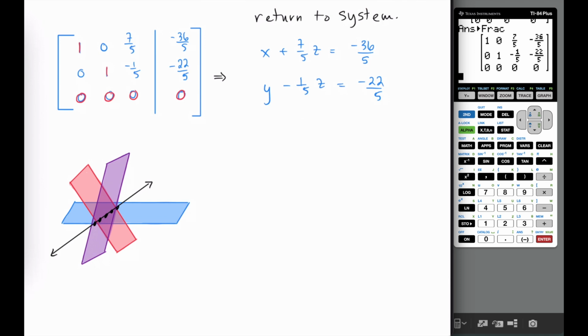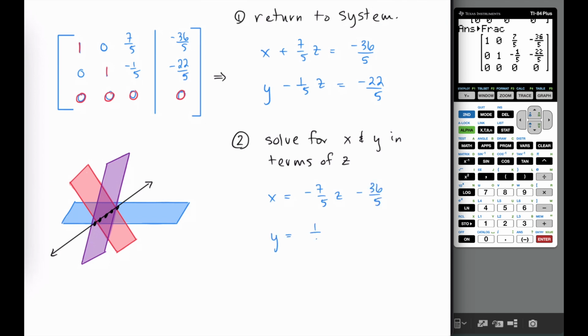Since it translates to 0 is equal to 0, that row does not contribute to the way that we express our answer. Once we've returned to the system, the next thing that we want to do is solve for x and y in terms of the variable z. Notice we could easily subtract 7/5 z from both sides and add 1/5 z to both sides to solve for both x and y in these equations. So x will be equal to negative 7/5 z minus 36 over 5, and y will be equal to positive 1/5 z after I add that to both sides minus 22 over 5.